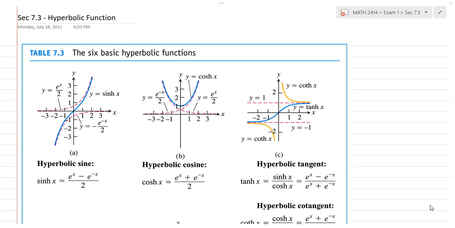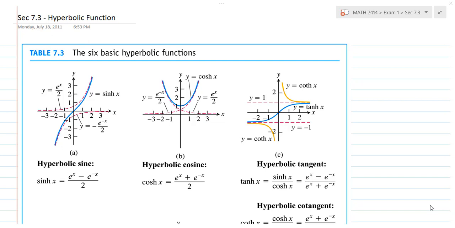Section 7.3 is hyperbolic functions. I'm not going to do a whole lot with hyperbolic functions. I'm actually not going to do anything with hyperbolic functions other than have you work some homework problems. I just want to expose you guys to them and tell you what they are because you may see them in future classes, especially physics.